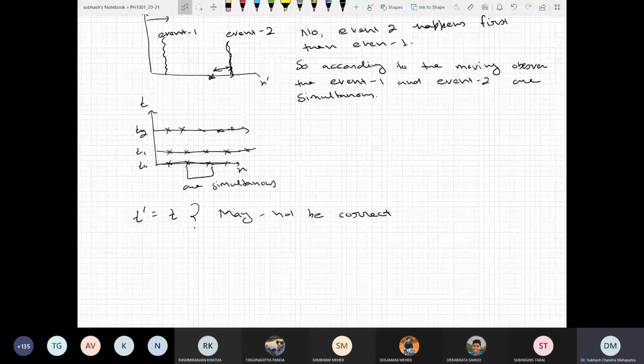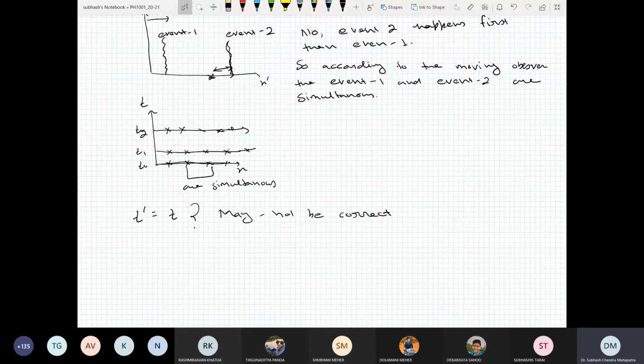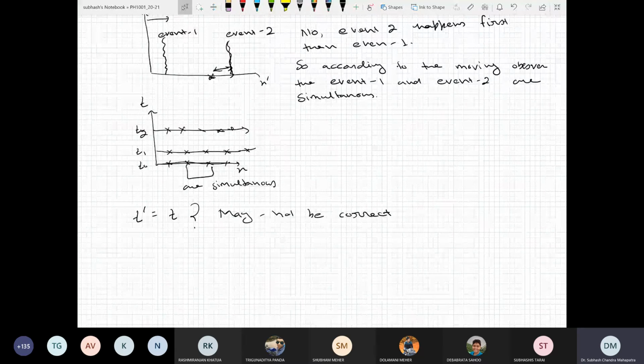So that leads to the assumption that t prime may not be equal to t. If two events are simultaneous, meaning they happen at t equal to 0, that may not be the case at t prime equal to 0. So this transformation that t prime is equal to t, which Newton or Galileo and others suggested, may not be correct. Is this clear?